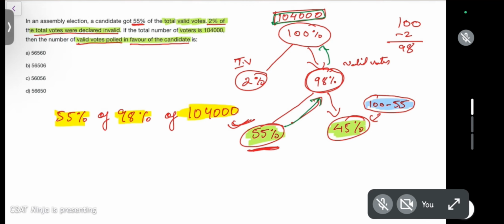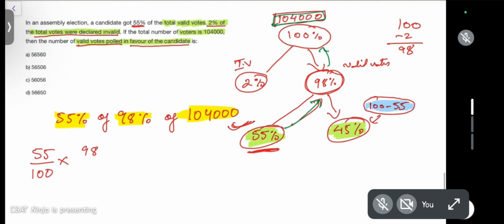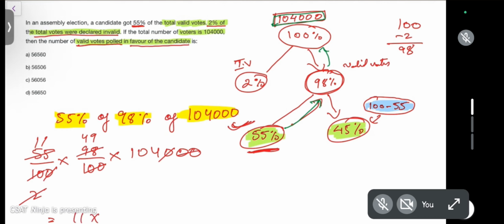So what do we have here? We have 55 over 100. Of means into, and 98 over 100 into 104123. So 1, 2 and 1, 2 cancel, 1 and 1 cancel. So how much do we have? 5 11s are 55, 5 2s are 10, and 2 4s are 8, 2 9s are 18. So we have 11 into 49 into 104. If we multiply this, how much will we get?